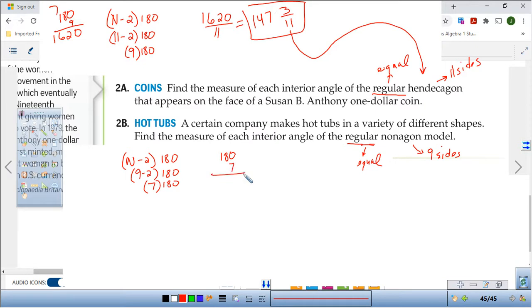180 times 7, whoa, what is that? 1260. So now we have the total sum. We're going to divide it by how many sides? By 9. Come on, calculator. And then each interior angle is going to be worth 140 degrees. Going once, going twice. How do y'all feel about that one?